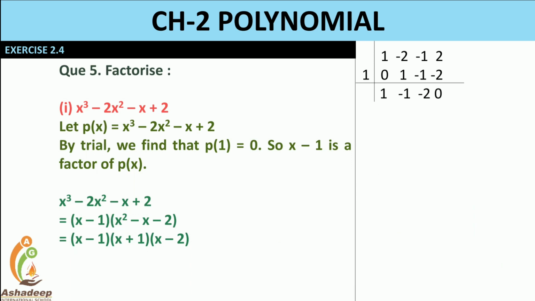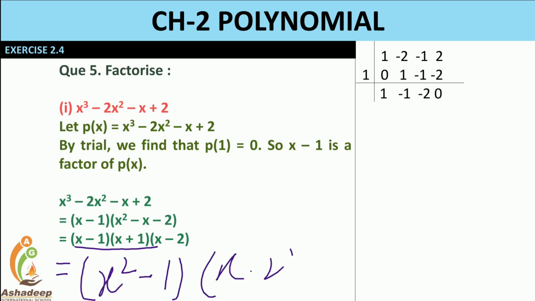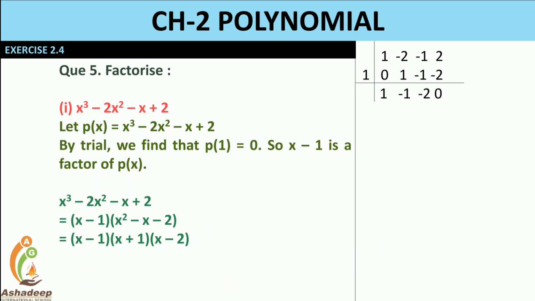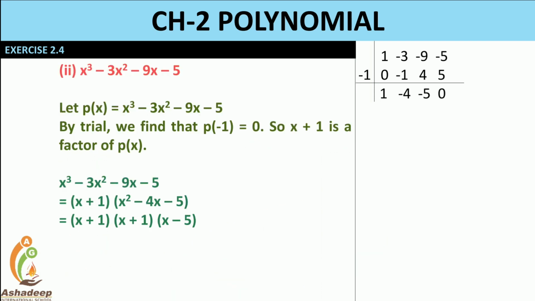If you want to write it further, x minus 1 into x plus 1 is x square minus 1, into x minus 2. You know this formula from standard 8, chapter number 14. Okay, so this is easy. X square minus 1, x minus 2, and if you stop here, that is also fine. Both answers are equally right. Okay, so in the same manner we need to solve the next sum. You need to put here firstly plus 1.